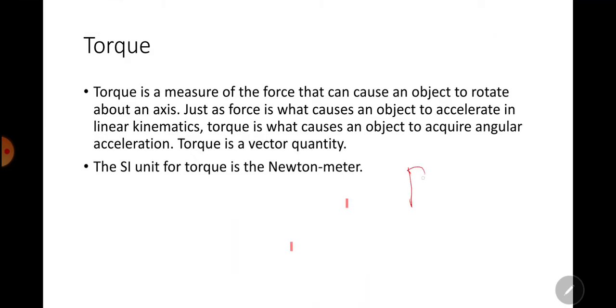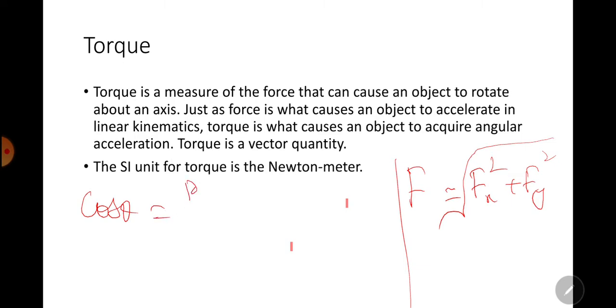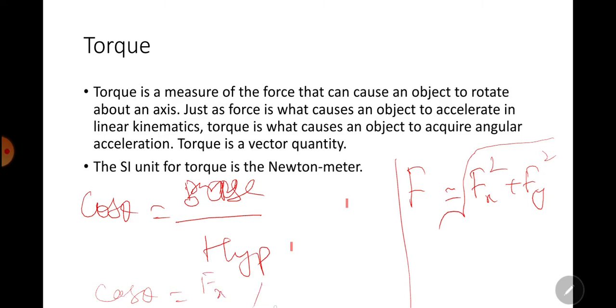Now we have derived that F is equal to the square root of Fx squared plus Fy squared. Now cos theta is equal to base by hypotenuse. Here we will write cos theta is equal to base, which is Fx, and hypotenuse, which is F. So from this we can write, by cross product, Fx is equal to F cos theta.